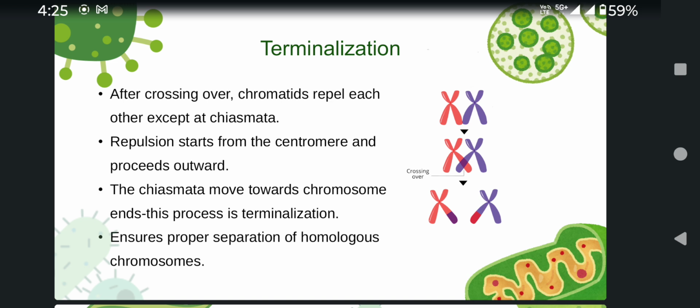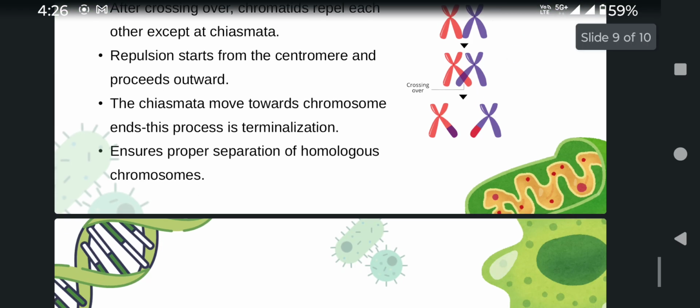So these have the characters of both male as well as female. So it ensures a proper separation of homologous chromosomes. This is how terminalization occurs.